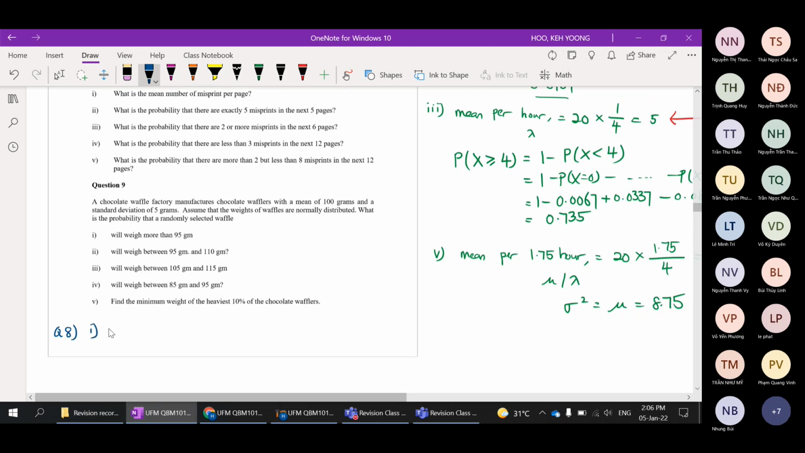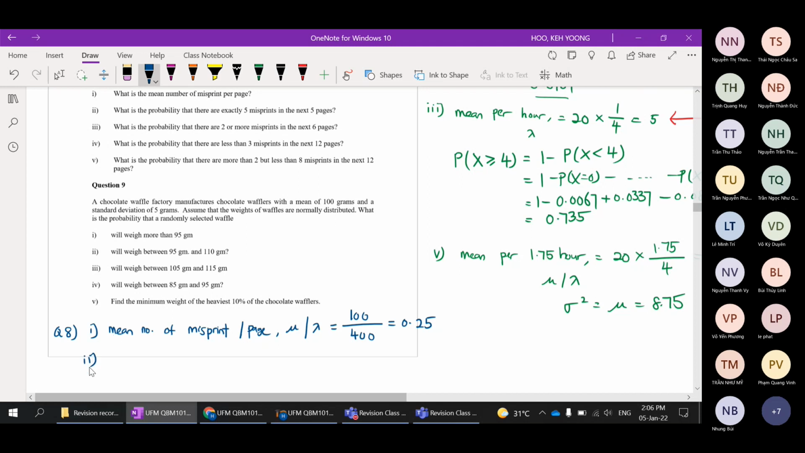The mean number of misprints per page. Basically this is finding the mean, the mu, or the lambda. So how to calculate the mean? You take 100 divided by 400, which means on average, there are 0.25 misprints per page.